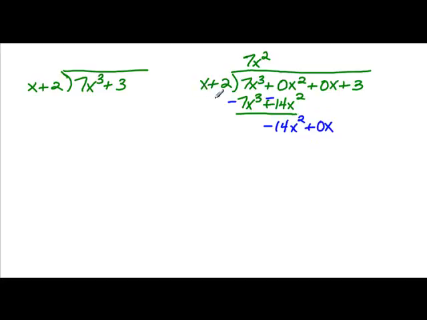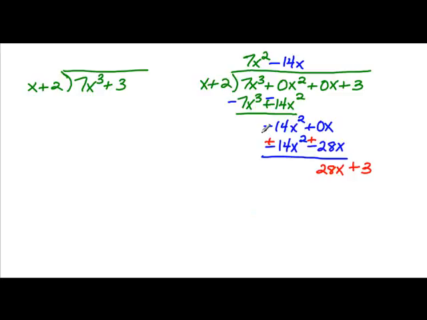Now we divide x into negative 14x squared. So x into negative 14x squared is a minus 14x. Negative 14x times x is negative 14x squared. Negative 14x times 2 is a negative 28x. Okay. Now we subtract, which is going to change the signs. So we have the 14x squared is eliminated. This would leave us with 0x plus 28x, which is 28x, and then we bring down plus 3.